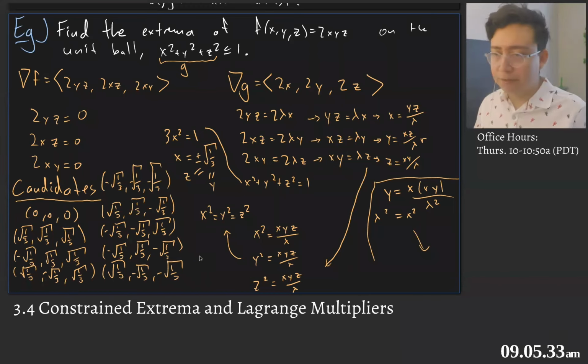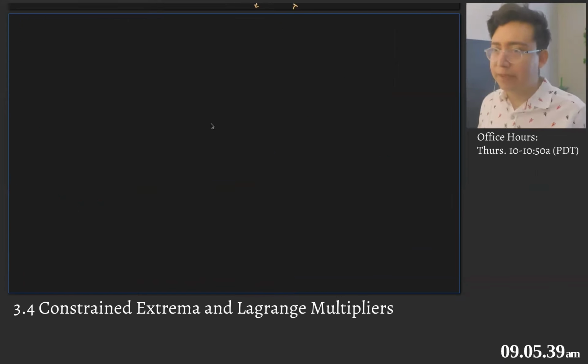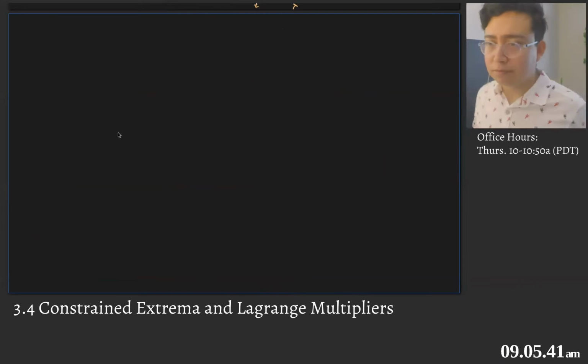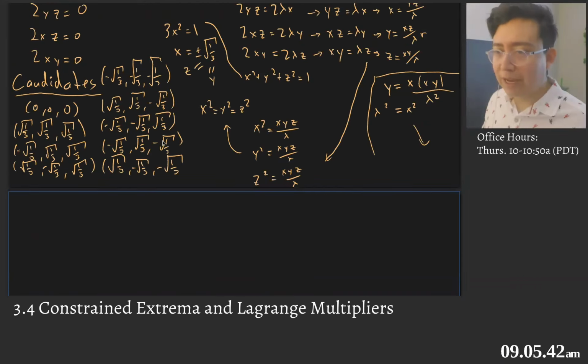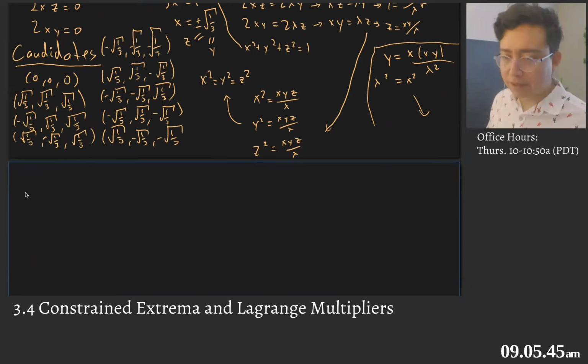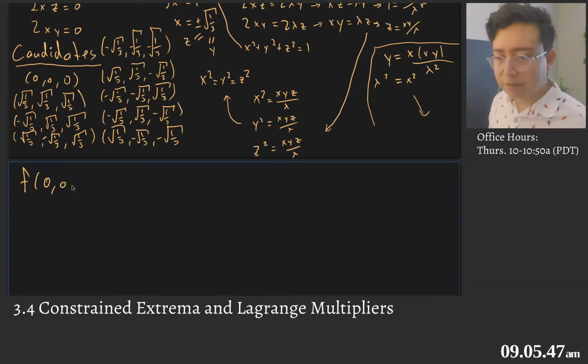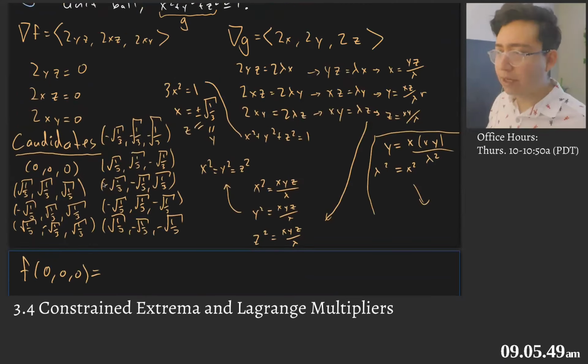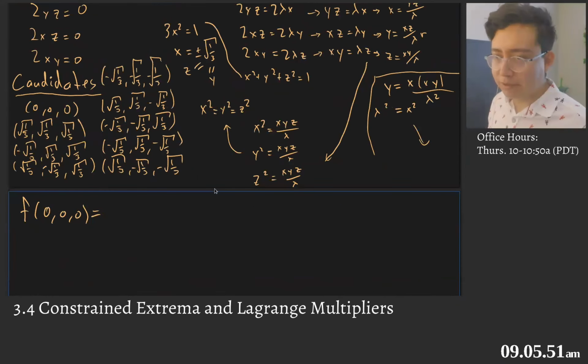So if we go down to, I'll just make myself an extra page here. If I was going to actually test these candidates, I would say let's start with just f of 0, 0, 0. And of course, that's 2 times 0 times 0 times 0. So we just get a 0 there.